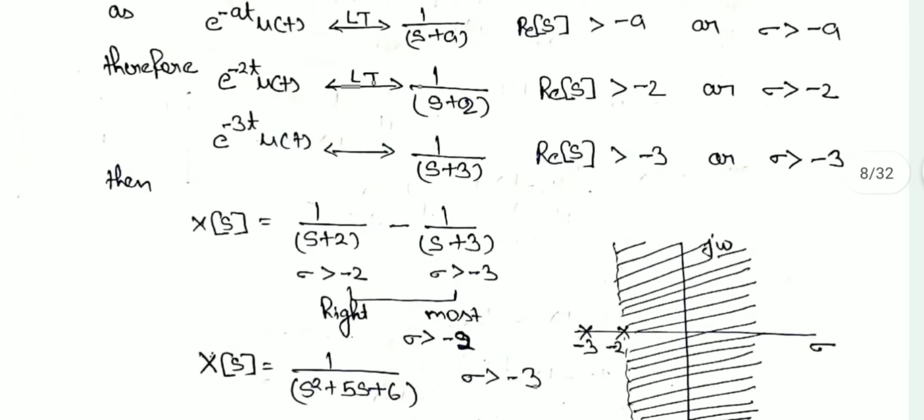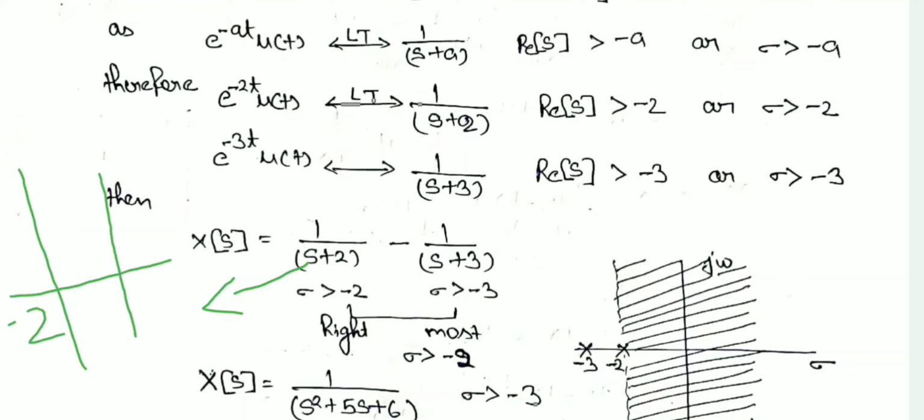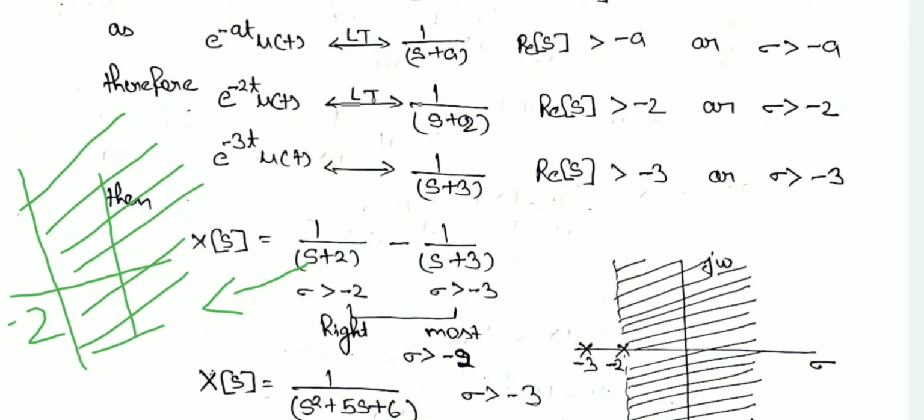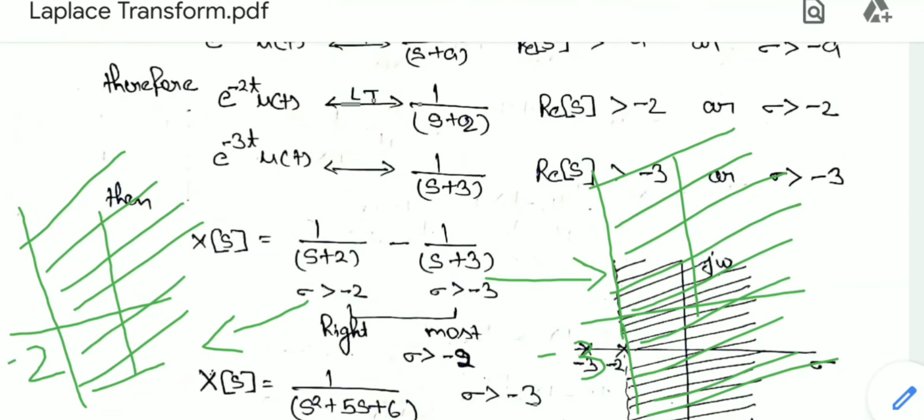When we consider them individually, the ROC of this signal is greater than minus 2, and it is right-sided. The ROC of this signal, similarly from minus 3, is also right-sided, because both signals are right-sided signals. When we combine them, we have minus 2 here and minus 3 here.